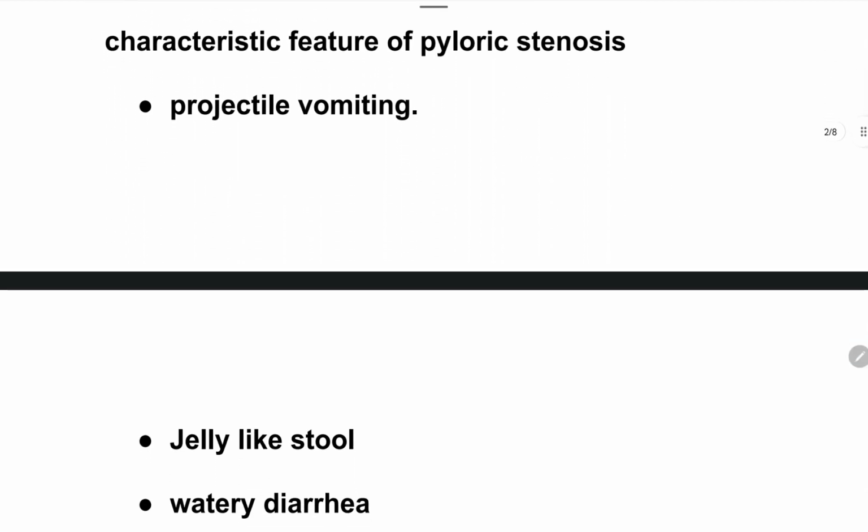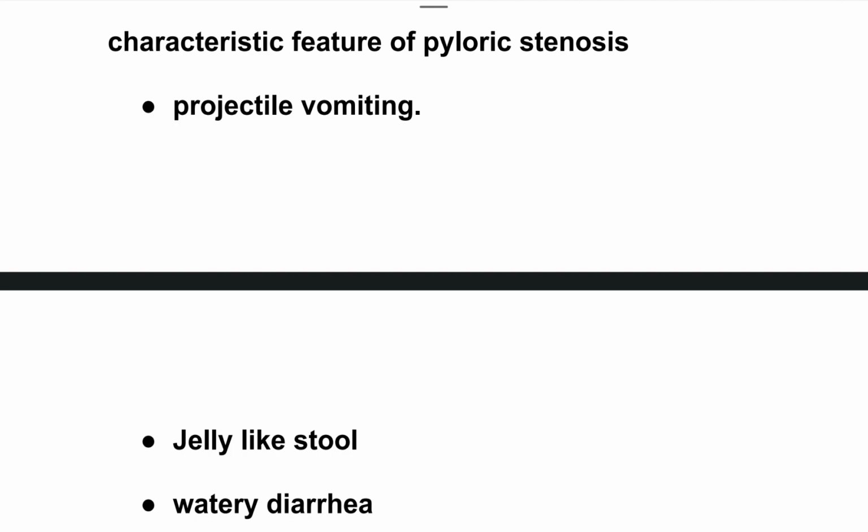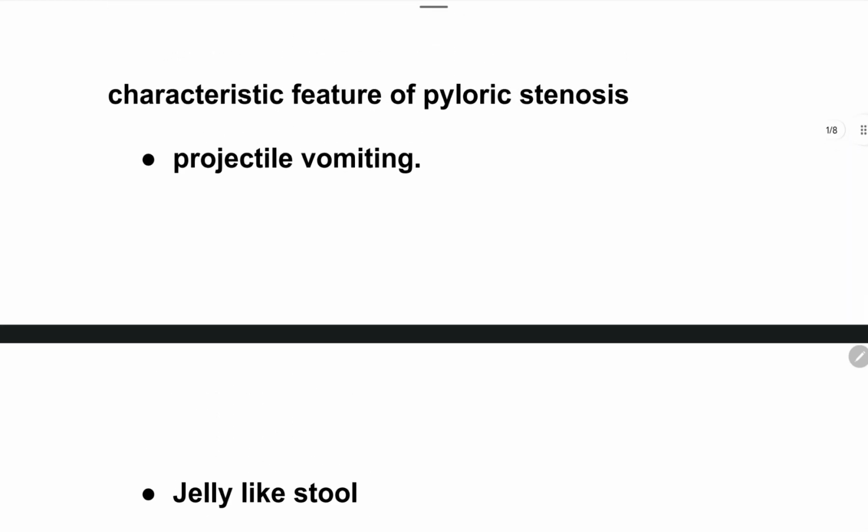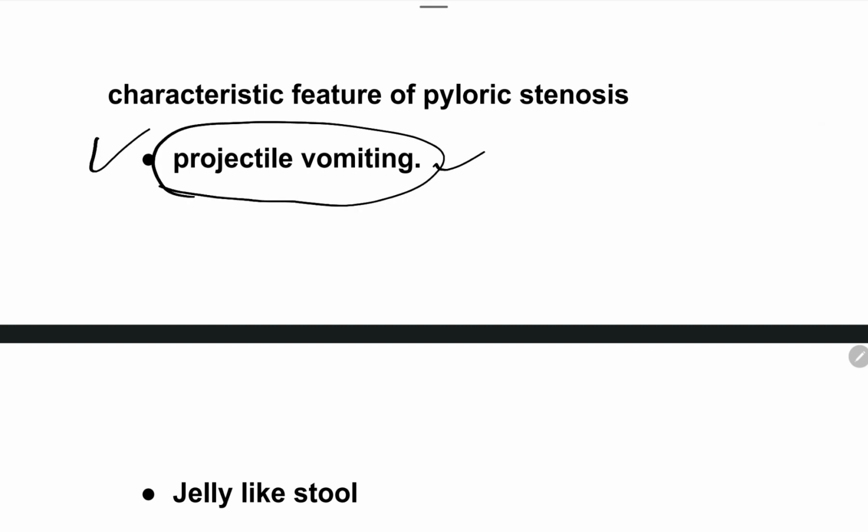Next one is the characteristic feature of pyloric stenosis. It is a common question. You can give the answer. Options are projectile vomiting, jelly-like stool, watery diarrhea, and constipation. So the right one is option A, projectile vomiting.